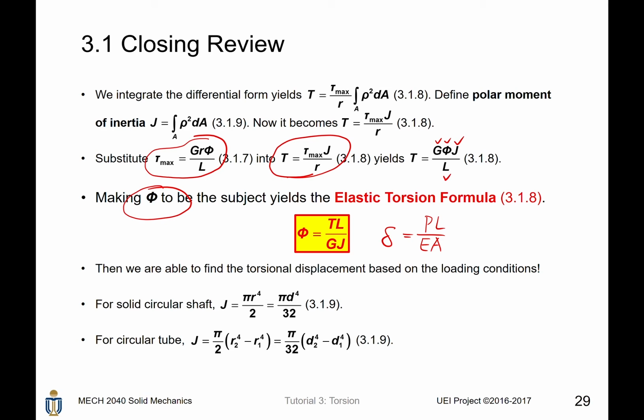For a solid circular shaft, the polar moment of inertia is pi r to the power 4 divided by 2, which equals pi d to the power 4 divided by 32. For a circular tube or hollow circular shaft, the polar moment of inertia is given by J equals 1/2 of pi times R2, the outer radius, to the power 4, minus R1, the inner radius, to the power 4. It also equals pi divided by 32 times the outer diameter D2 to the power 4, minus the inner diameter to the power 4.